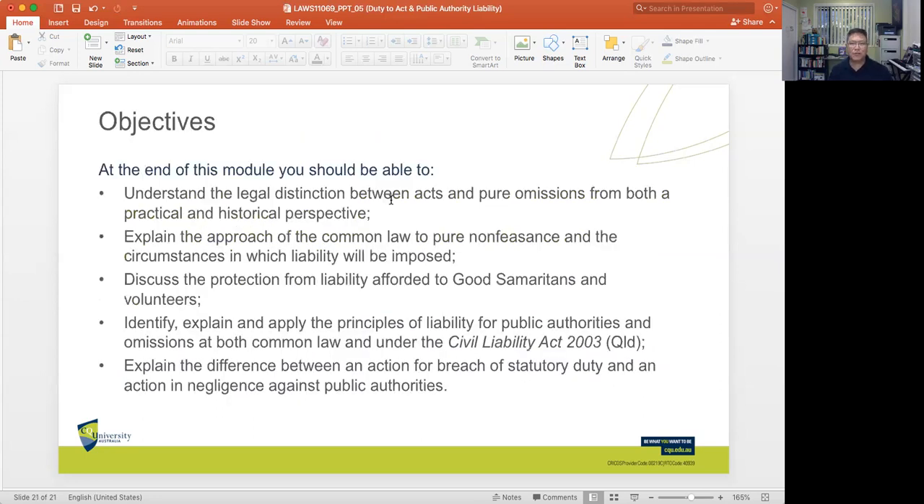Okay, so we've gone through this. At the end of this module, you should be able to understand the legal distinction between acts and pure omissions from both a practical and historical perspective, explain the approach of the common law to pure nonfeasance and the circumstances in which liability may be imposed, discuss the protection from liability afforded to Good Samaritans and volunteers, identify, explain, and apply the principles of liability for public authorities and omissions at both common law and under the Civil Liability Act 2003 Queensland, and explain the difference between an action for breach of statutory duty and an action in negligence against public authorities.